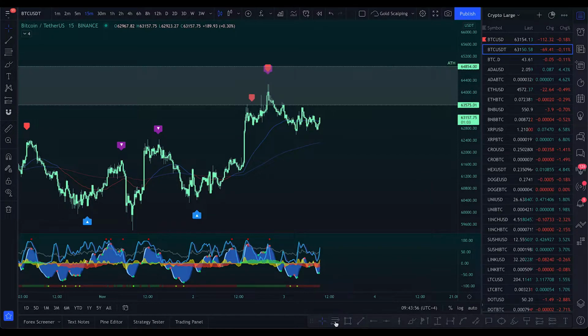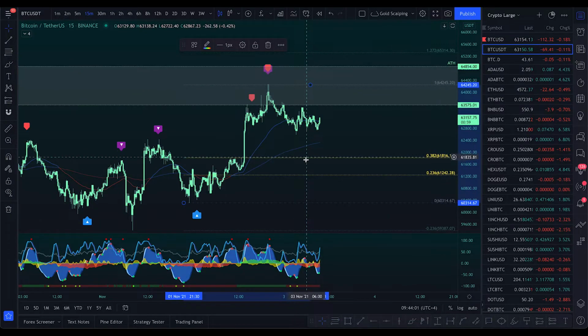Today we're going to talk about Fibonacci. What is so special, what is so important about this little tool here that everyone loves and for some reason has some magnets attached to it? Let's understand what is going on here.